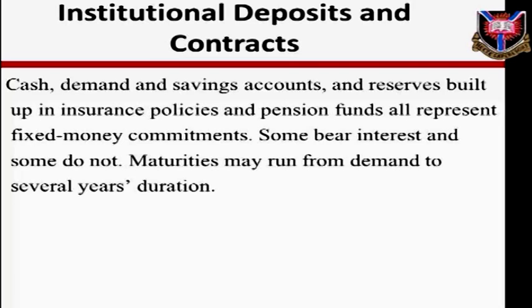Institutional deposit and contract. Cash, demand and savings accounts, and reserves built up in insurance policies and pension funds all represent fixed money commitments. Some bear interest and some do not. Maturities may run from demand to several years' duration. In all cases, these investments originate with some institutions or other companies and can only be transferred to or redeemed by the issuer. They may be difficult to transfer to third parties.